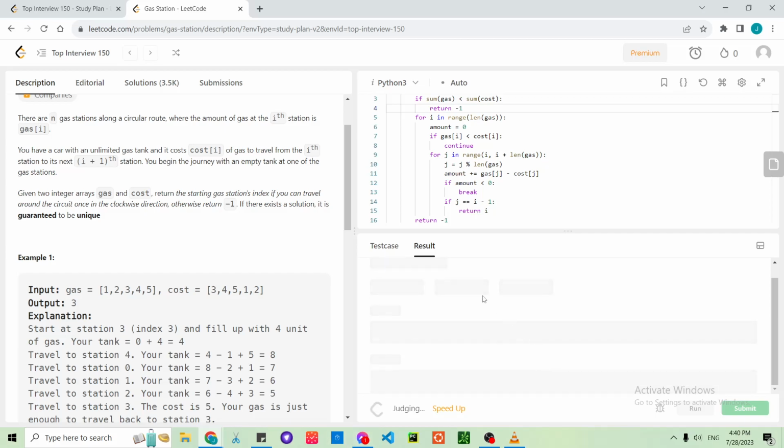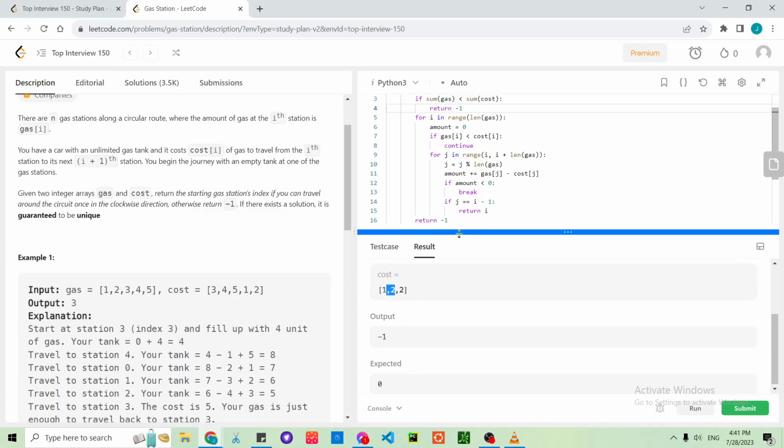It is not working. Exit 1. Okay. 0. So what do we have here? 3, 1. We have 2 left. Okay, so that works. So why doesn't my code work?